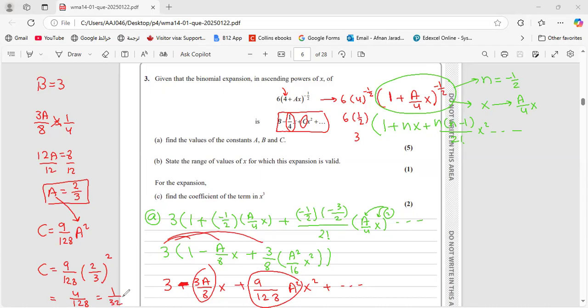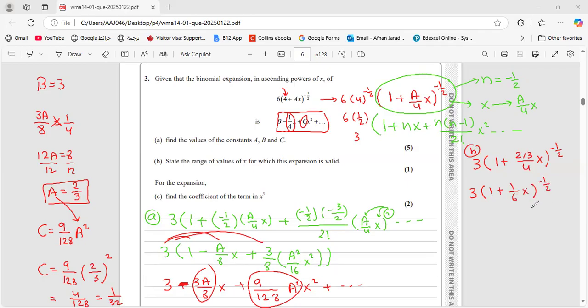Question b is about the range of values of x for which this expansion is valid. So you need to take, after you make it 1 plus, what is the value of a? The value of a is 2 over 3. Substitute it here. It will be 3 multiplied by 1 plus 2 over 3 over 4x to the power of negative half. 2 over 3 divided by 4 equals 2 over 12. So 3 times 1 plus 1 over 6 x to the power of negative half.